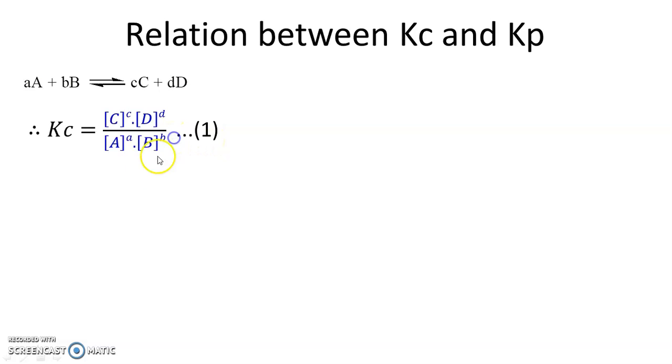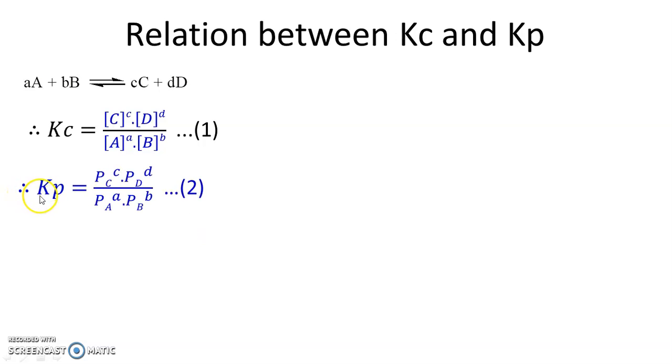Now the next important point is the relation between Kc and Kp. Let us consider the general reaction, a moles of A plus b moles of B gives c moles of C plus d moles of D. According to the law of mass action, Kc is equal to C raised to c into D raised to d upon A raised to a, B raised to b. This is equation number 1.